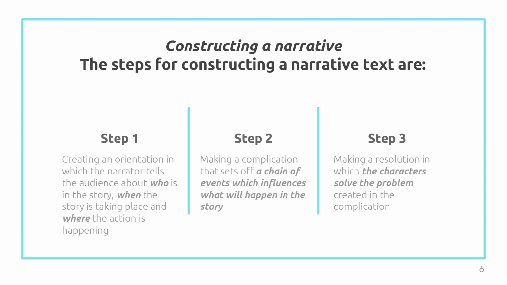The steps for constructing narrative text are, the first, you have to create your orientation or the setting of the story. You have to define who, when, and where the story takes place. The second, you have to make problems or complication for the story itself. And then the last one, you make the solution for the problems that you have created in the previous part of the story.